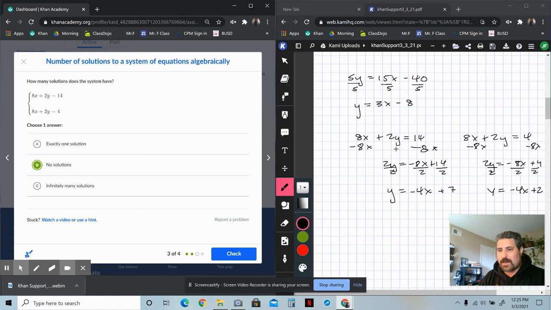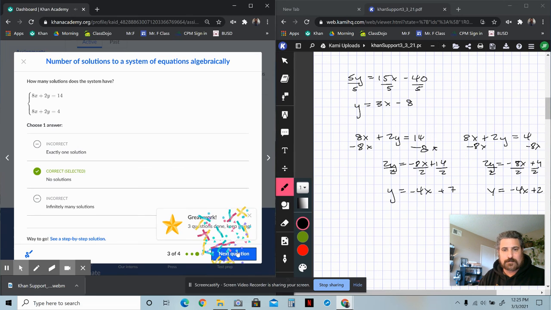When you tried to eliminate, the variables went away, both of them. That means there's no solution. You can't get an x or a y on its own because there's no place where these two lines intersect. So if you try to find the place where they cross, you try to combine the two functions into one, you end up with no variables that exist anymore because there's no place where they cross. All right, that's no solution.